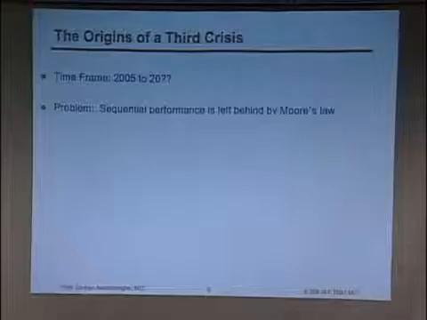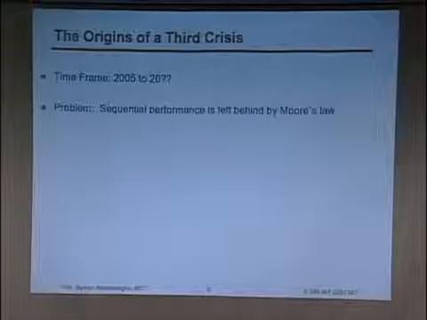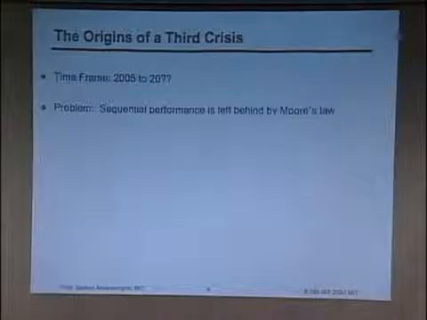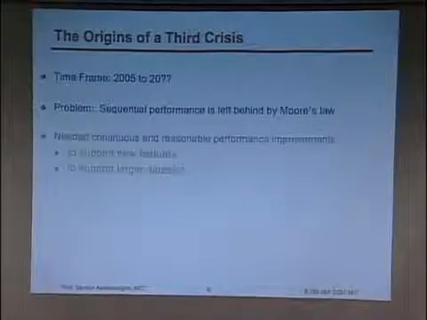So we are at the beginning of this third software crisis, what I call the software crisis due to the multi-core menace. Multi-core for hardware people is a good opportunity, but for software people it's kind of a menace. The problem is sequential programs are left behind by Moore's law. And as probably a lot of you know, you are not going to get increased performance on sequential programs. We have to deal with this.